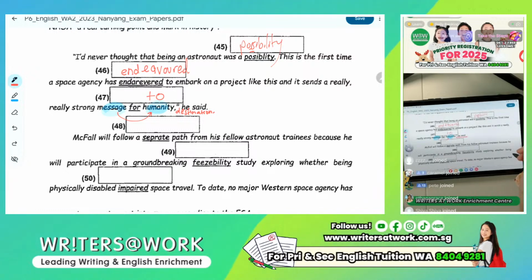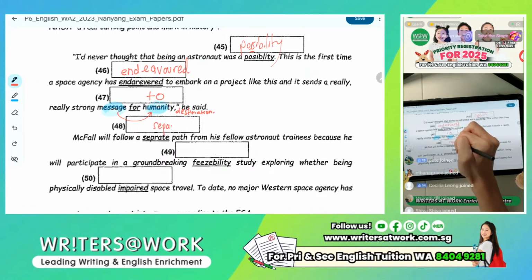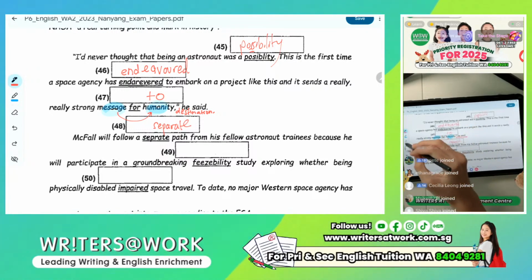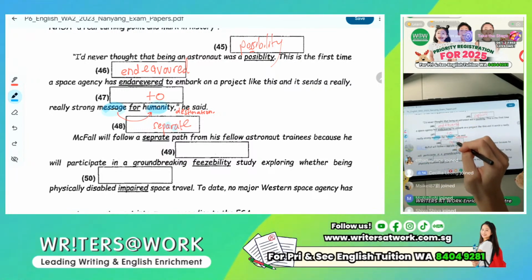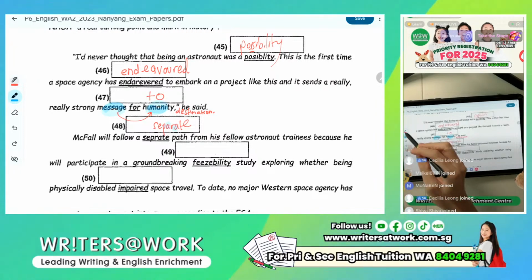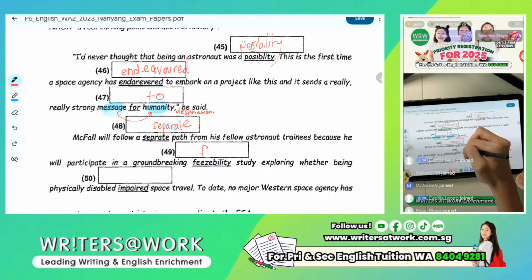Will follow a separate path from his fellow astronaut trainees because he error. When you spell separate, there's always two A's. Okay? Feasibility is spelled this way. Feasibility.